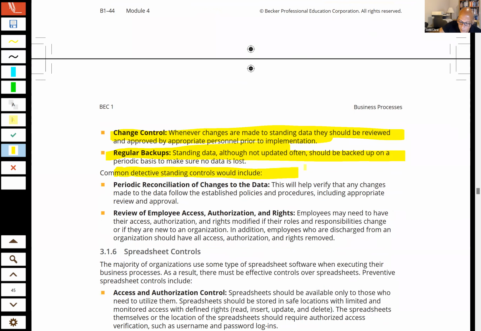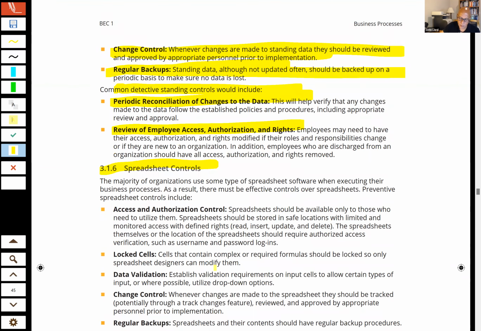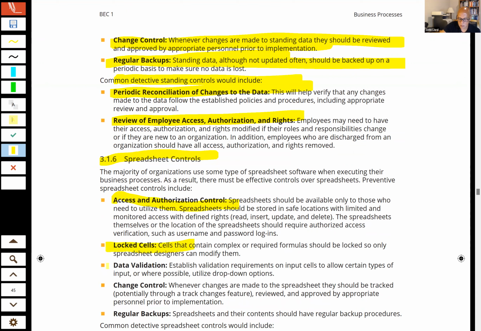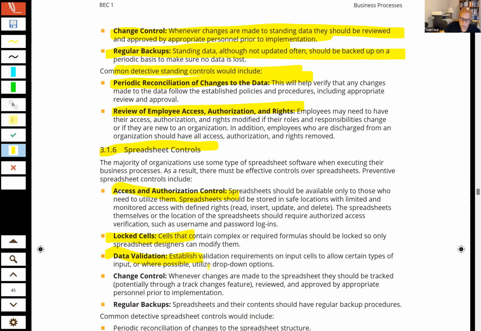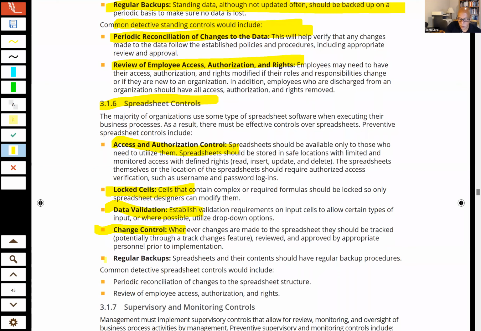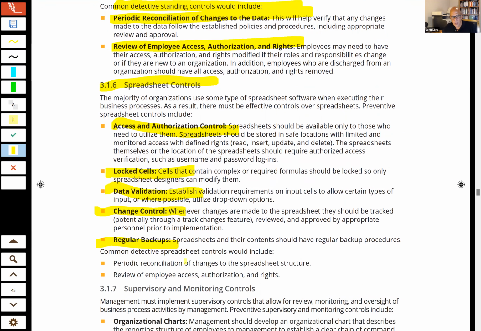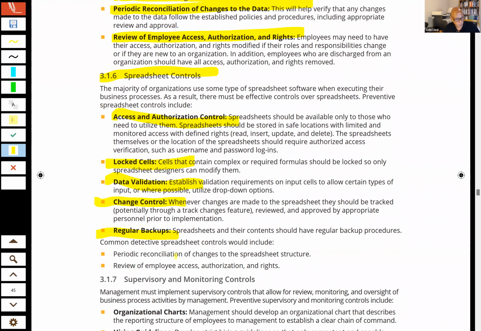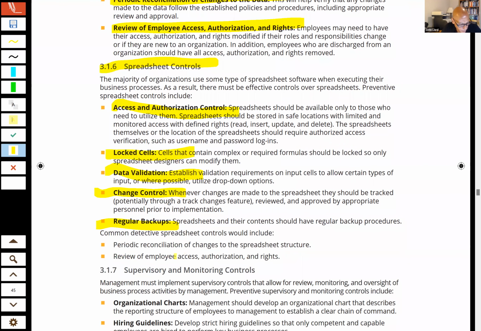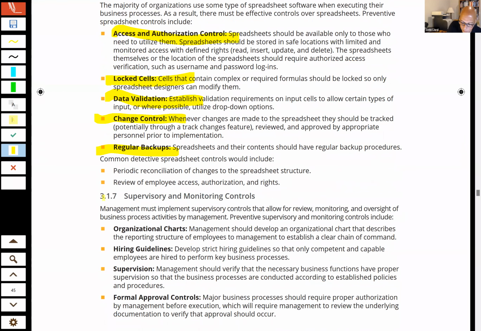Common detective controls, that's after the problem has happened. Periodic reconciliation, review of employee access rights. Spreadsheet controls, access and authorization controls, locked cells, data validation, change controls, regular backup of a spreadsheet. I think we've all experienced that, you have all your genius ideas on a spreadsheet, you forget to back it up, and then you got to start over again, right?